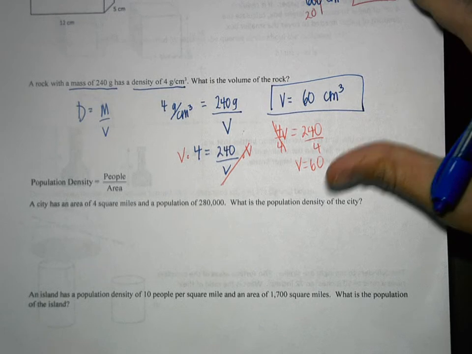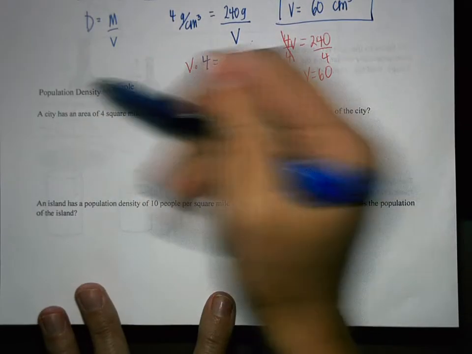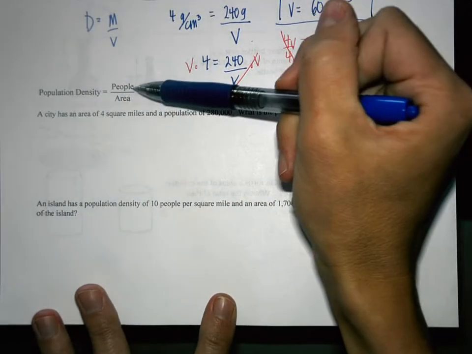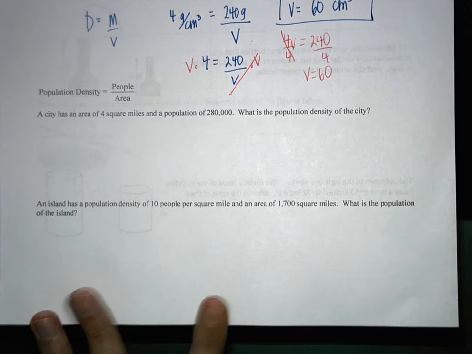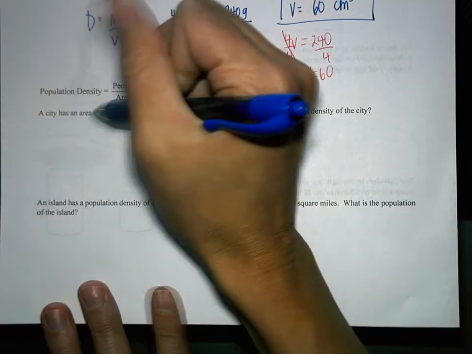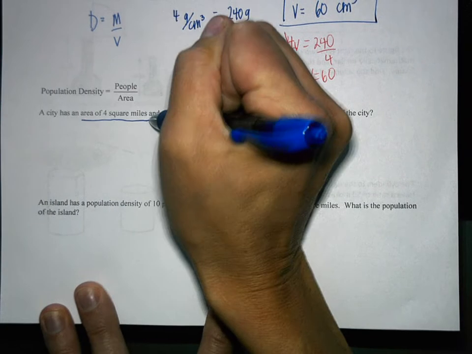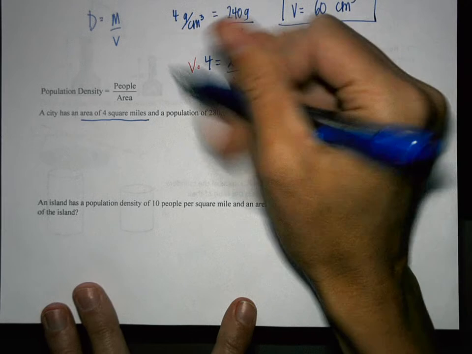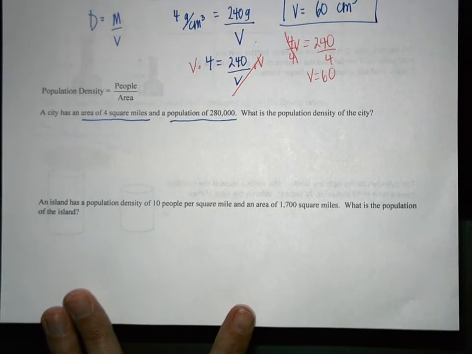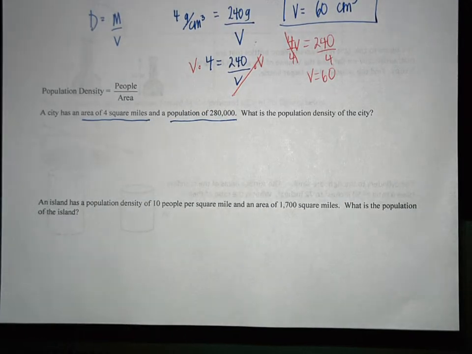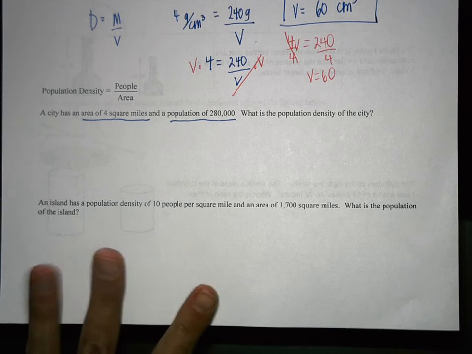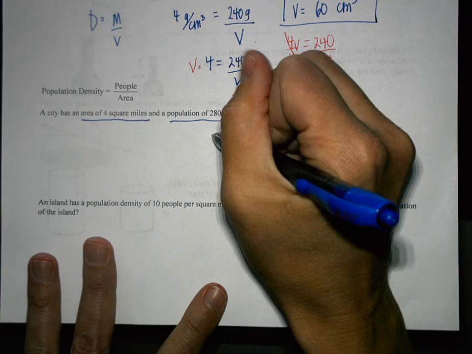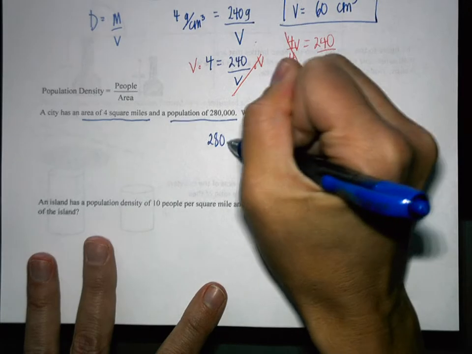All right, population density. Okay, with your population density, it's always people divided by the area. Okay, so here a city has an area of 4 square miles. So they're telling you the area, you don't have to find the area. And they're telling you that the population is 280,000. What is the population density? So what are you gonna do?